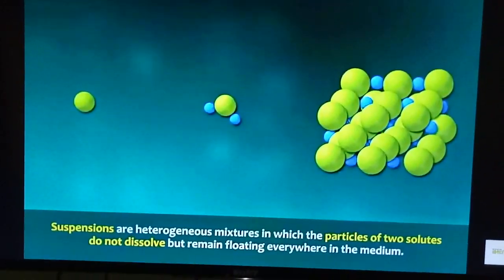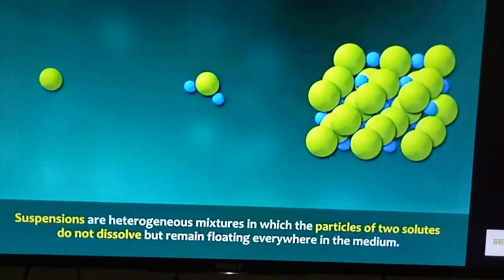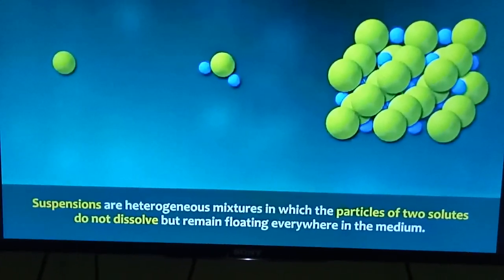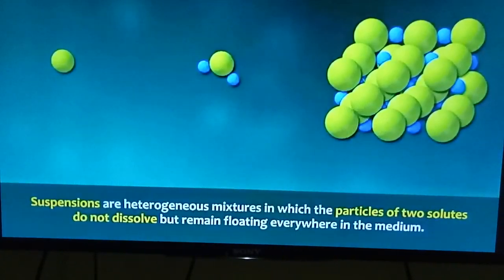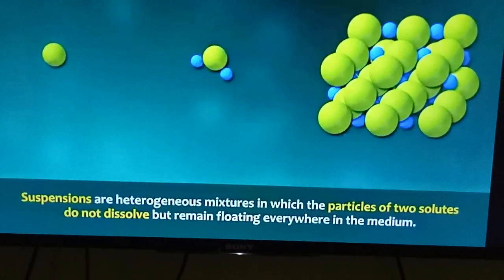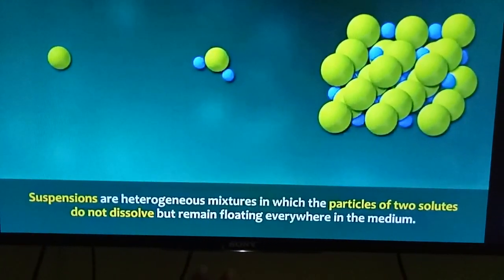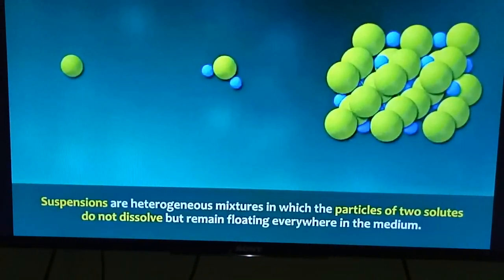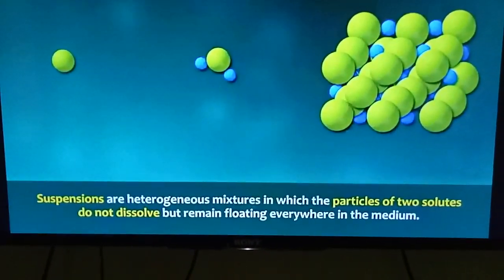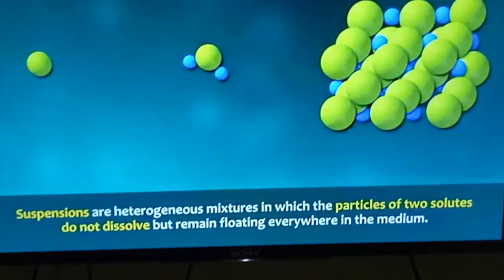Now children, suspensions are heterogeneous mixtures in which the particles of the solute do not dissolve but remain floating everywhere in the medium, okay. So again I'll repeat, suspensions are heterogeneous mixtures in which the particles of the solute do not dissolve but remain floating everywhere in the medium. For example, if you mix chalk powder in water, all the chalk powder will remain suspended in that water, it will not dissolve in it.